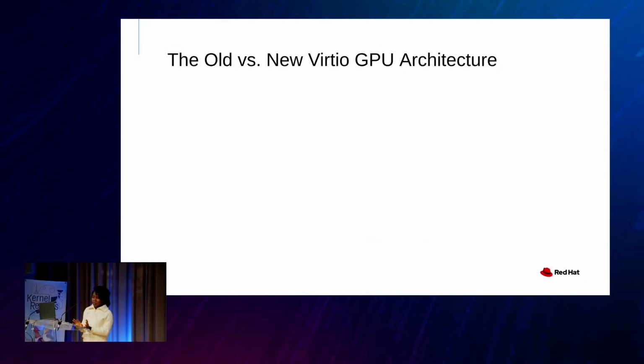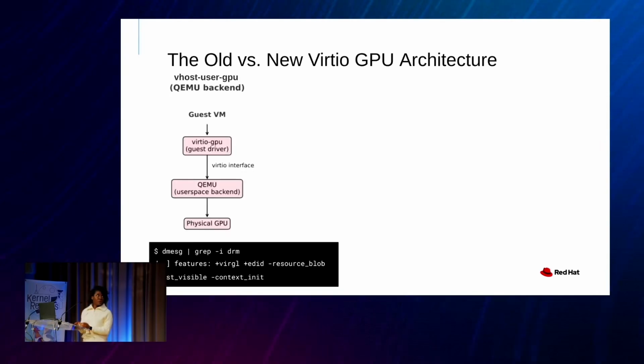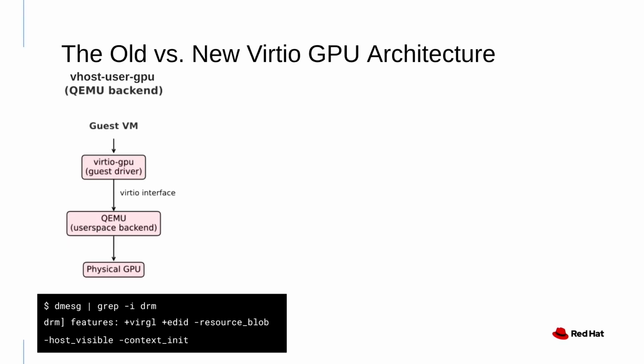So let's take a look at the old versus the new GPU architecture. Here on the left is the vhost-user-gpu C variant in QEMU. It uses virglrenderer to handle the GPU rendering, and it has support for Virgil 3D mode and for EDID, but it seems to be missing support for the resource blob, the context initialization, and the shared memory region.